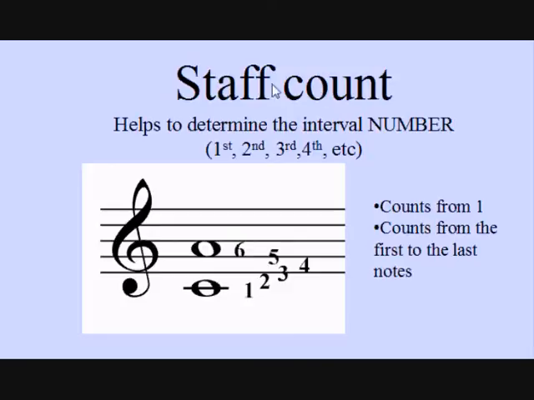That's why we're going to call this staff count, and we say that for example from C to A we're going to count 1, 2, 3, 4, 5, 6 lines and spaces. That means that this is going to be a sixth something. We don't know yet, but we'll discover it with the other part that we're going to do, which is the keyboard count. Now here we need to notice that we start from C, considering this number 1, and then we end up in A.